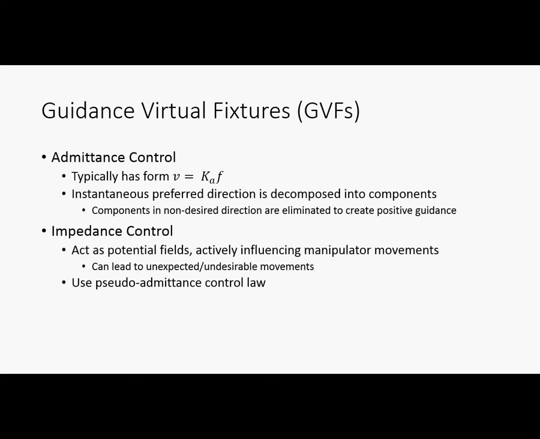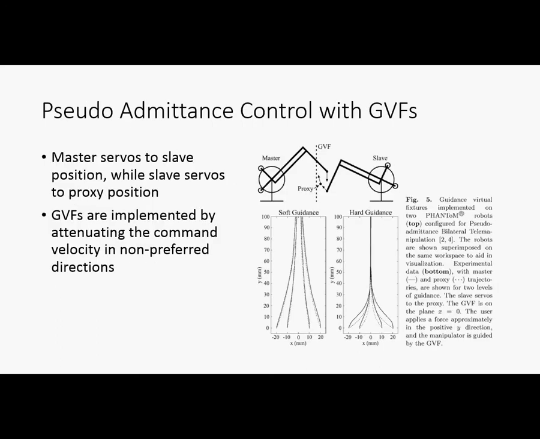For the pseudo-admittance, what they do is they servo the master to the slave's position, and they servo the slave to the proxy position. So they kind of try to meet in the middle. They attenuate the command velocities in the non-preferred direction, similar to the admittance control. That way they get the desired control they want.